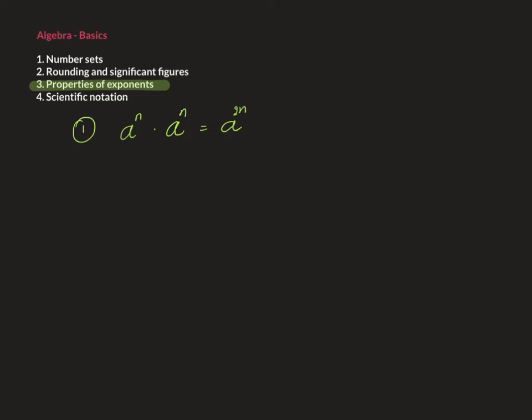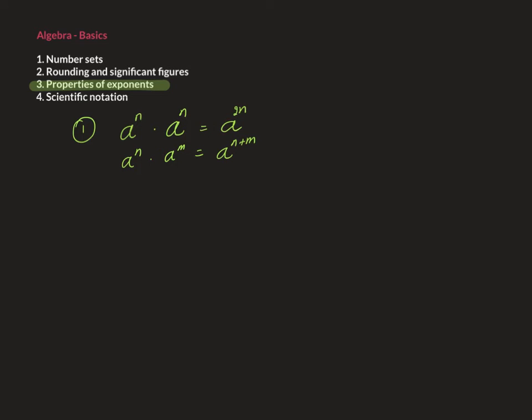If they are different, 8 to the power of n times 8 to the power of m, then you have to write it explicitly as a sum in the exponent. But the base is the same, so this is the important part. As long as the base is the same, all you have to do is add the exponents and then keep the same base.